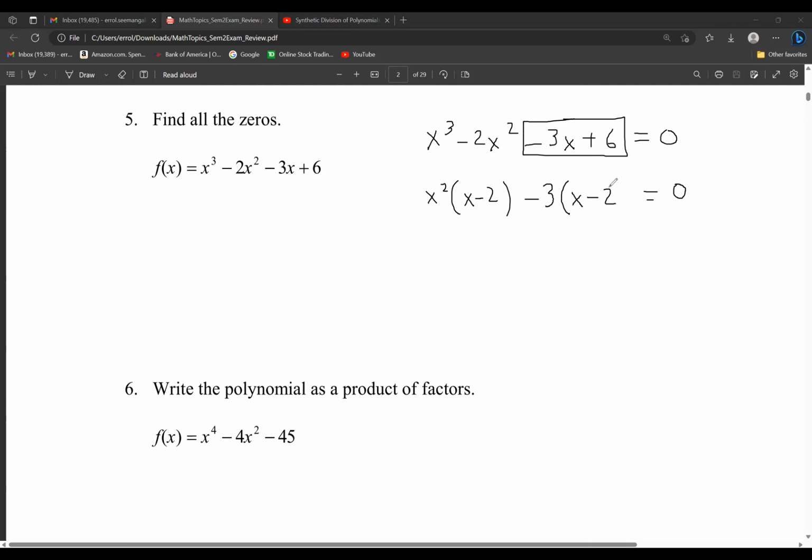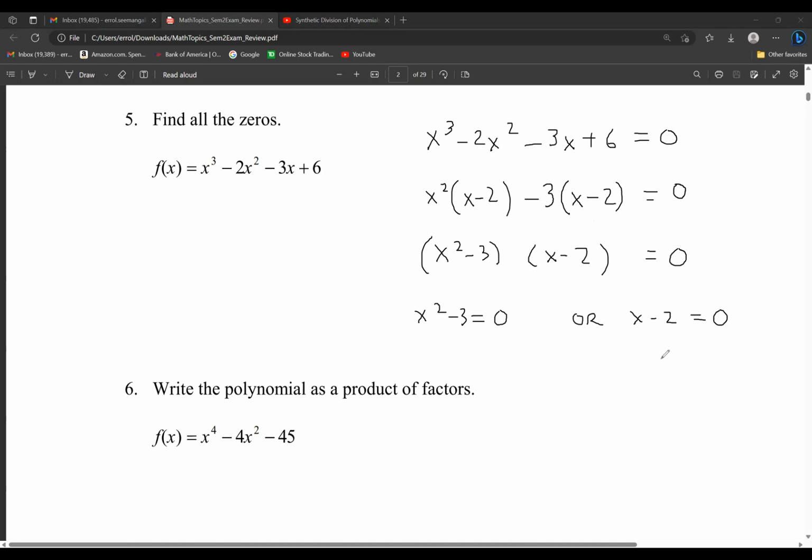All right. So now we just match up the matching brackets. See how this bracket and this bracket match? So put the x squared and the 3 together. x squared minus 3 is one bracket. And then the second bracket is x minus 2, equals 0. Now for that to be 0, one of the two brackets has to be 0. So either x squared minus 3 equals 0 or x minus 2 equals 0.